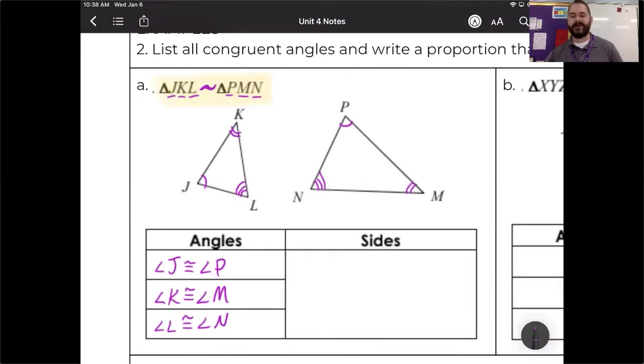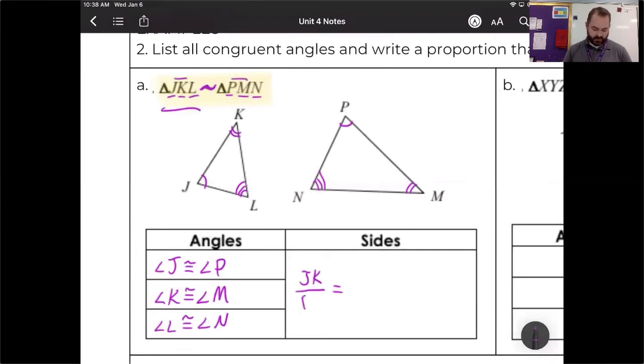of corresponding sides. We know that corresponding sides are proportional. And since I started with triangle JKL on the left, I'm going to write my first ratio as a fraction where the measurement on top is coming from triangle JKL and the measurement on bottom is coming from the other one. So I'm going to start with one side. I'm going to use side JK first. That side must correspond to PM.